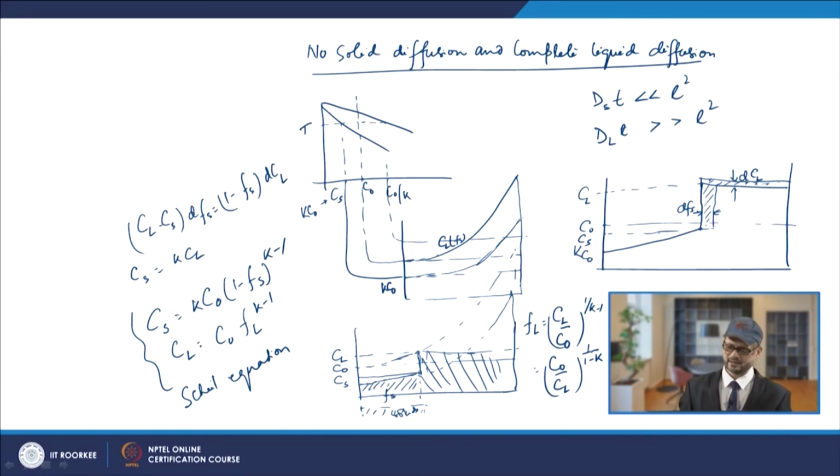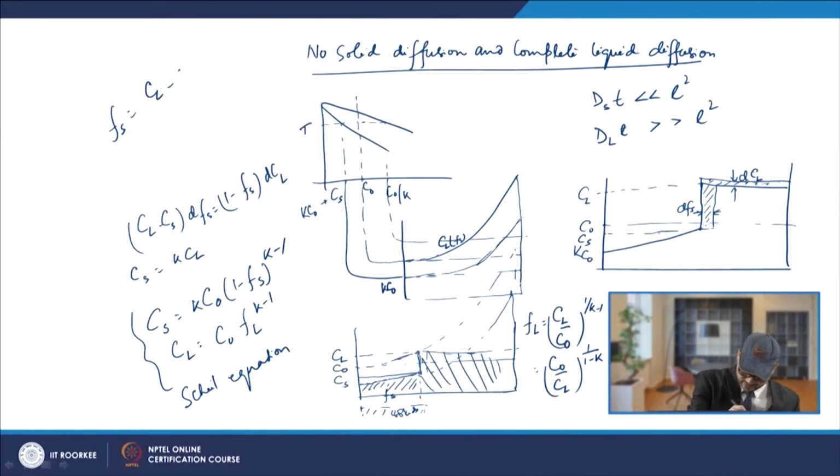And then in these cases, since you have non-uniform composition of the solute in the solid, you get the expressions for Fs as Cl minus C naught from the equilibrium lever rule, and you get Cl minus Cs bar. That is known as the average composition of the solid, that is Cs.